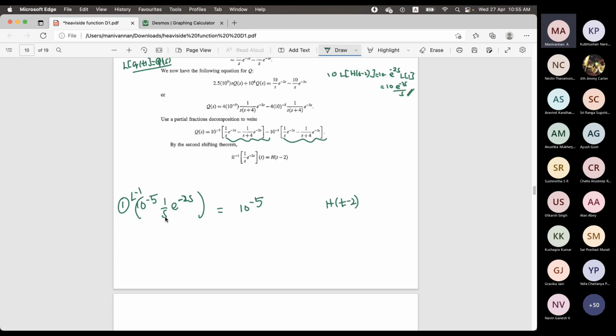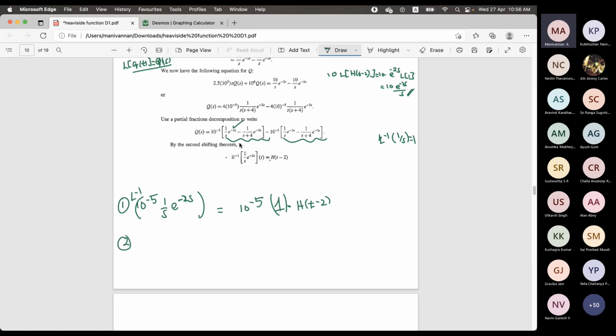Then what is L inverse of 1 by s? It is 1 only, right? Am I right? Yes, sir. So there is no need to replace t by t minus 2, since it is a constant term. So for this term, L inverse of 1 by s e raised to the power minus 2s is only h of t minus 2. If we multiply it here, it is 10 to the power minus 5. The first term is okay.